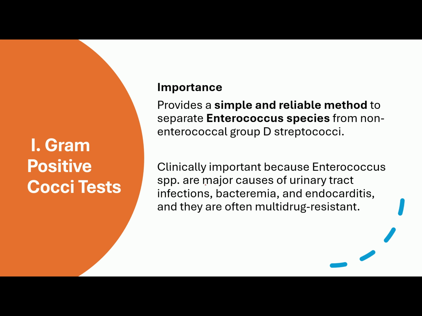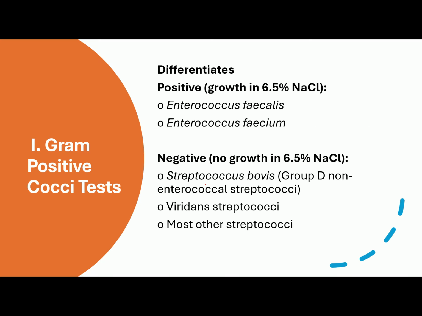So it provides a simple and reliable method to separate Enterococcus from non-enterococcal group D. Important, because your Enterococcus are known to cause UTI, bacteremia, endocarditis that are often multi-drug resistant. So it differentiates; positive are Enterococcus faecalis and Enterococcus faecium, while non-enterococci are negative in 6.5% sodium chloride. So that ends the gram-positive cocci tests.